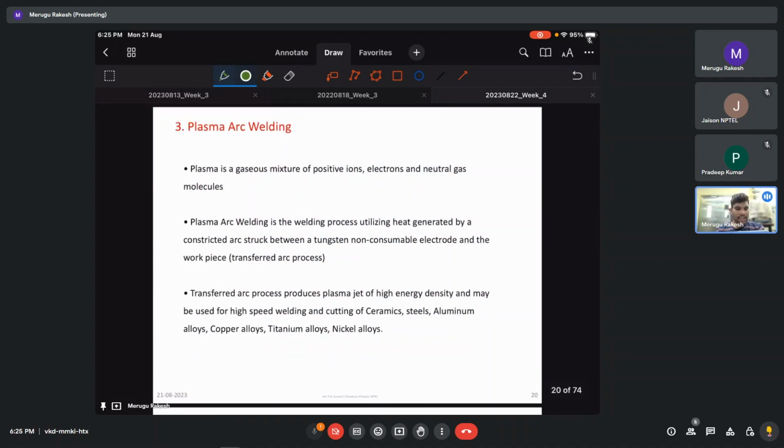Let us discuss plasma welding. Plasma is a gaseous mixture of positive ions, electrons, and neutral gas molecules, to which we apply a very high potential. Plasma welding is the welding process utilizing heat generated by a constricted arc struck between a tungsten non-consumable electrode and the workpiece. The transferred arc process produces a plasma jet of high energy density and may be used for high speed welding and cutting of ceramics, steels, aluminum alloys, copper alloys, titanium alloys, and nickel alloys. So basically, we mostly use plasma arc for cutting, and also for welding as well.